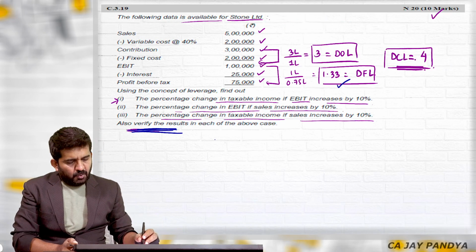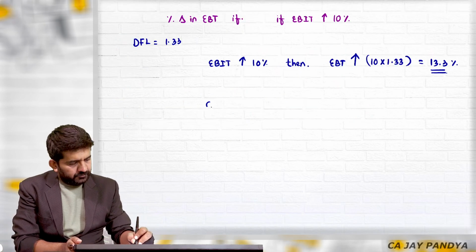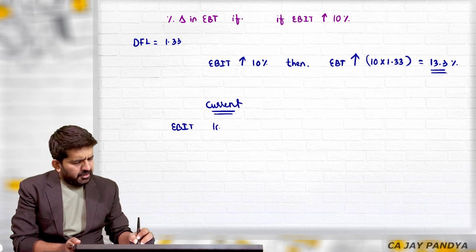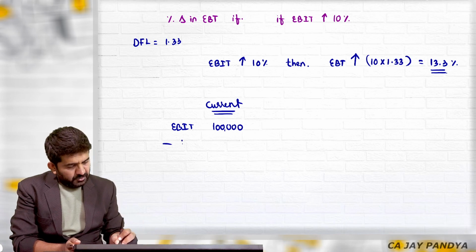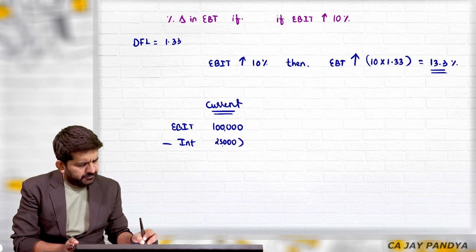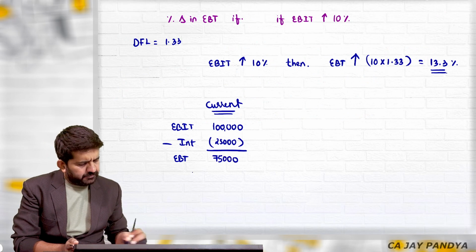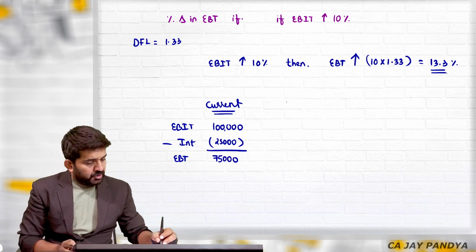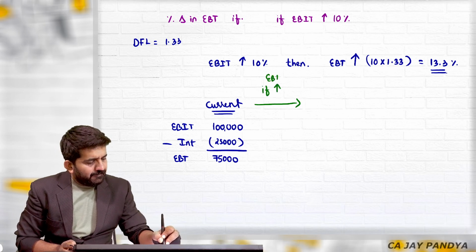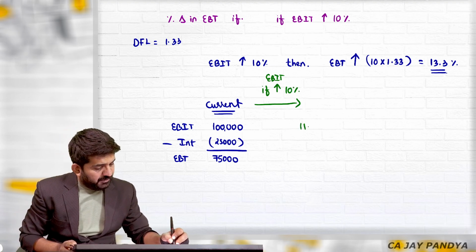Let me do this. What was the previous EBIT? 1 lakh. Current EBIT is 1 lakh minus interest of 25,000, and so EBT is 75,000. Now you will have to prove. So if EBIT increases by 10%, what will EBIT become? It will become 1,10,000.